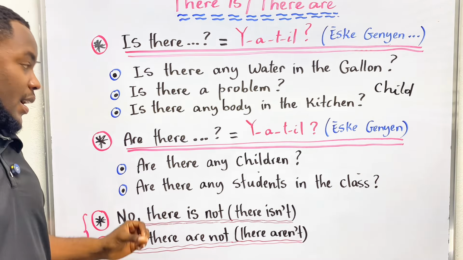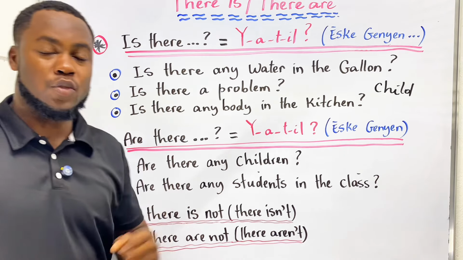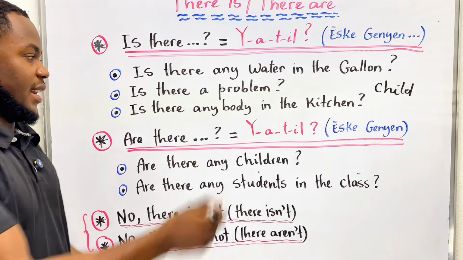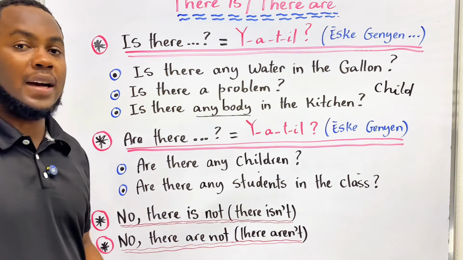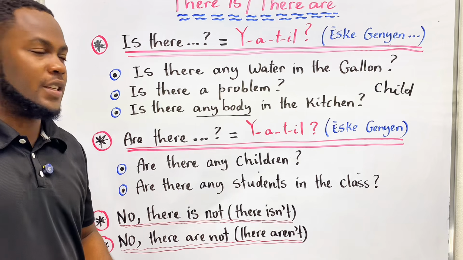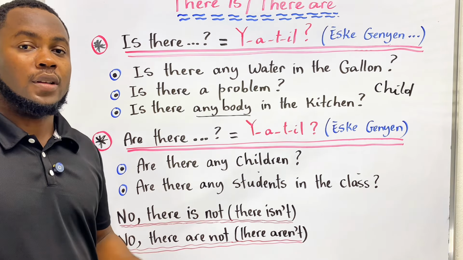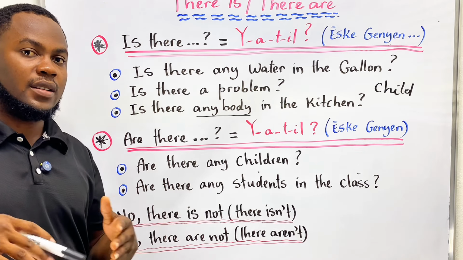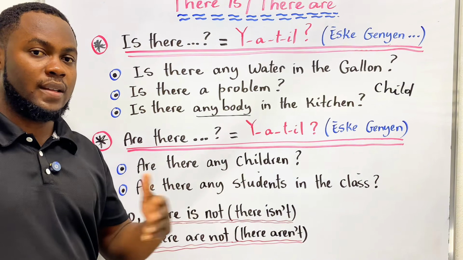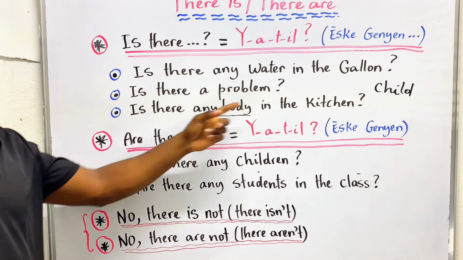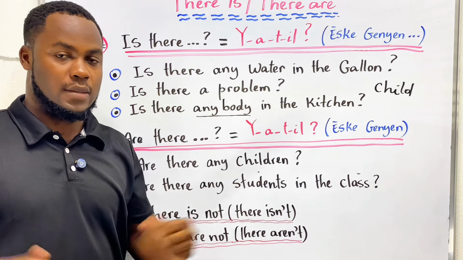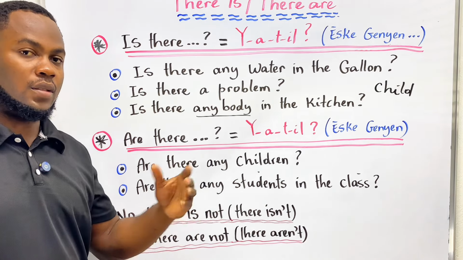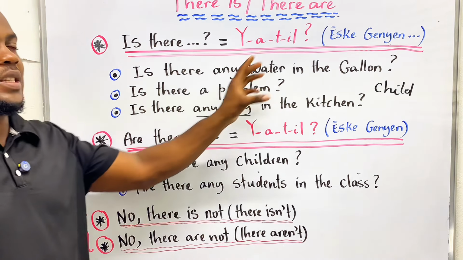If I want to say, est-ce que il y a quelqu'un dans la cuisine? I say, is there anybody in the kitchen? Anybody, personne. Somebody, quelqu'un. You see the difference? Anyone, someone. We can say anybody, somebody. Okay, is there anybody in the kitchen? If the answer is no, I say, no, there isn't. That's for singular.